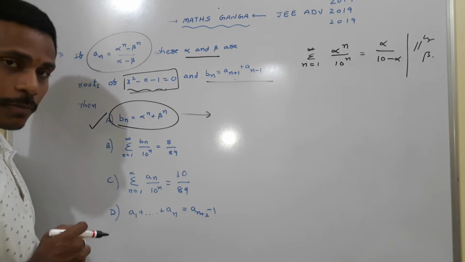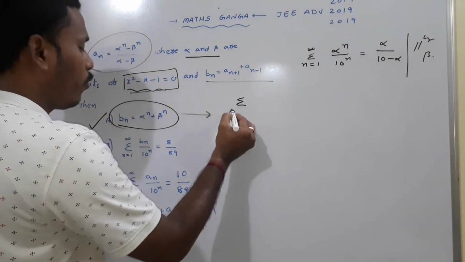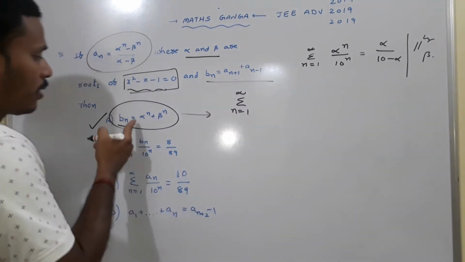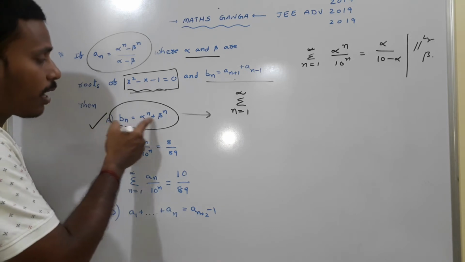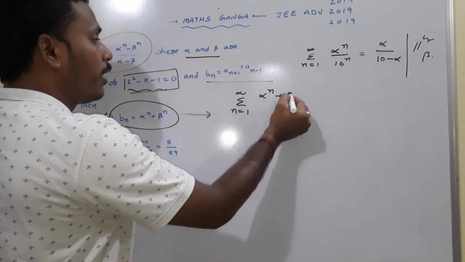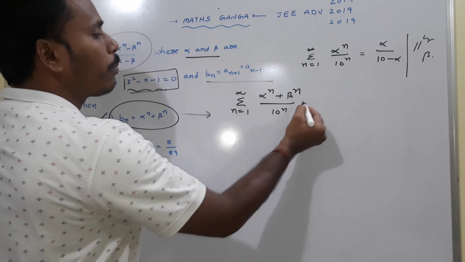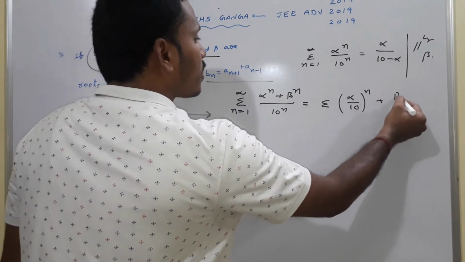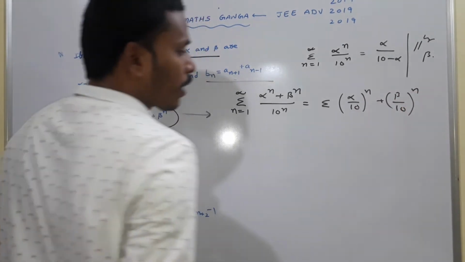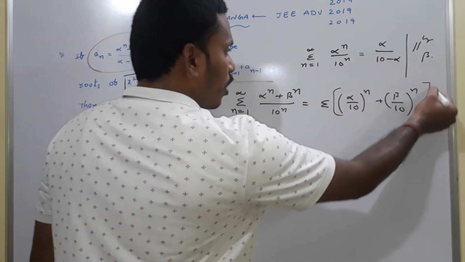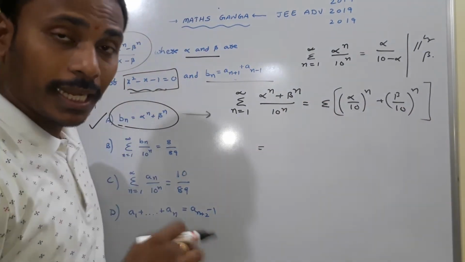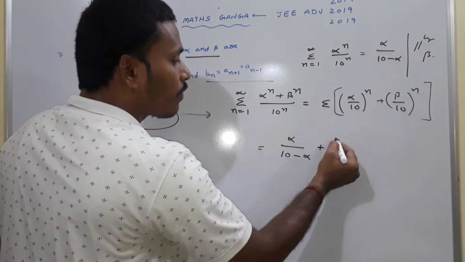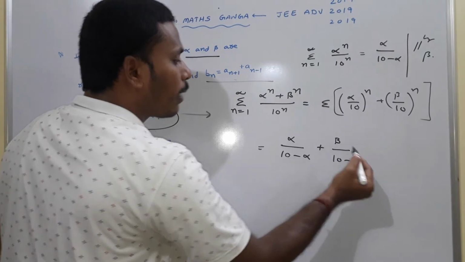Now to check whether the second statement is true or wrong, I have to check like this. Sigma n running from 1 to infinity, this Bn is nothing but, as we already derived in option A, alpha power n plus beta power n, divided by 10 power n. So the sigma applies to both terms: alpha by 10 power n plus beta by 10 power n. Applying sigma to the first we have alpha by 10 minus alpha, plus for the second, beta by 10 minus beta.